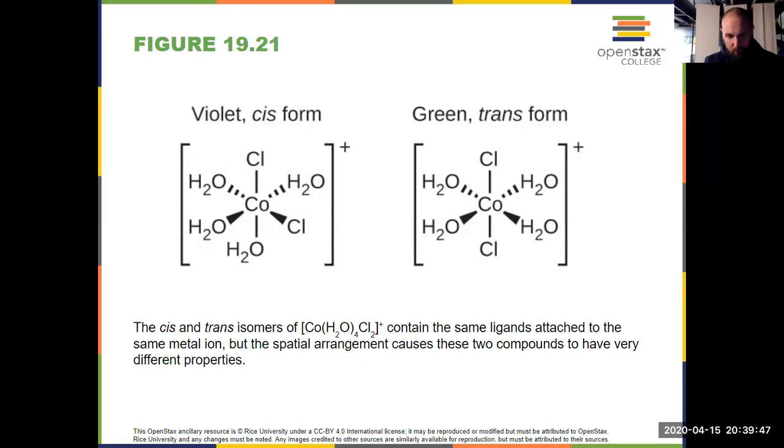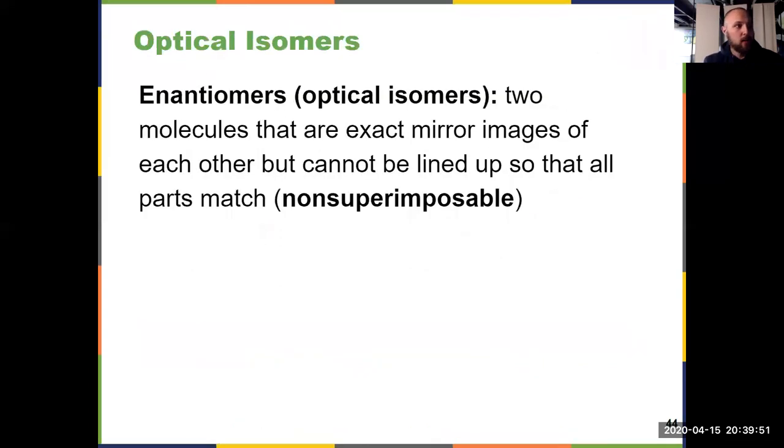So that's number one, geometric isomers, cis and trans. How about number two? Optical isomers, more commonly called enantiomers. These are two molecules that again have the same chemical formula and the same type of bonds, but they're exact mirror images of one another.